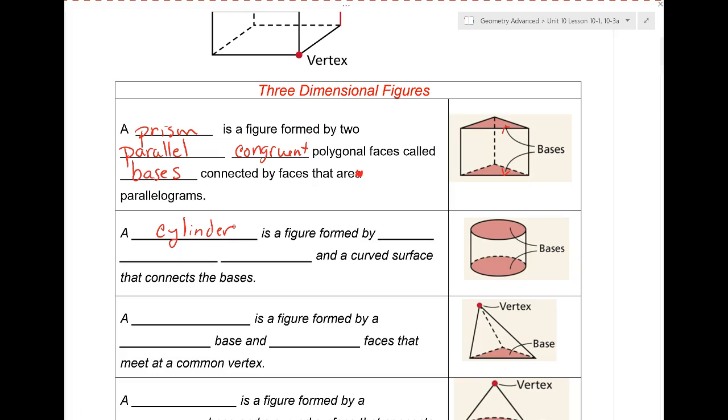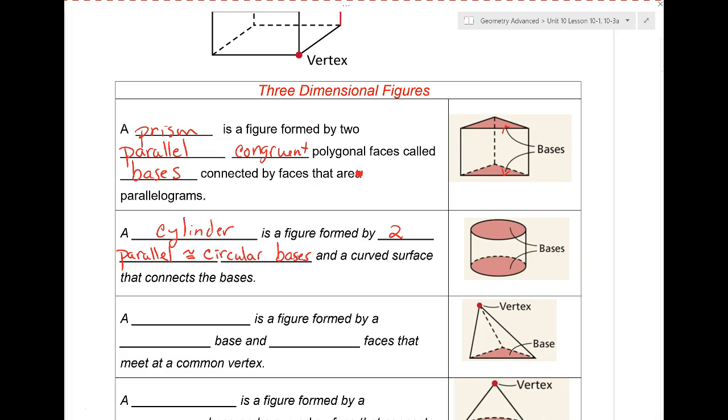So with this, a cylinder is formed by two parallel, congruent, circular bases. And I almost got this to fit. I'm going to have to go back. Sorry guys, I just want it to fit. Circular bases. And a curved surface that connects the bases.